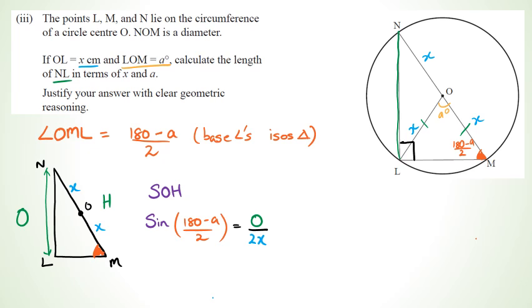So opposite, I can write that as NL, and moving the 2x to the other side, I'm going to get 2x sine of (180 minus A) over 2, and that is what NL is going to equal. So that's NL given in terms of x and A.